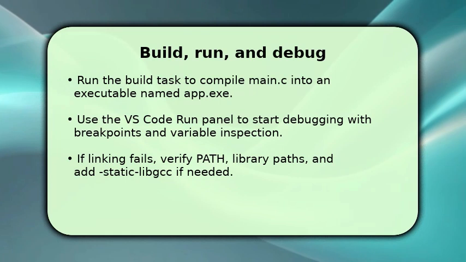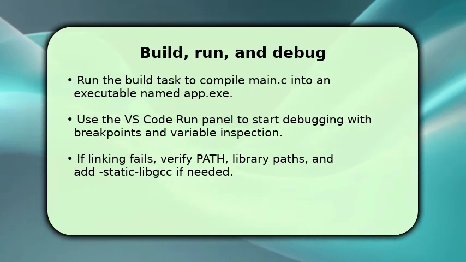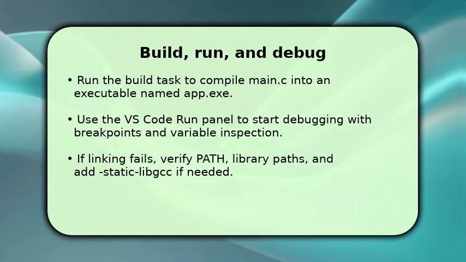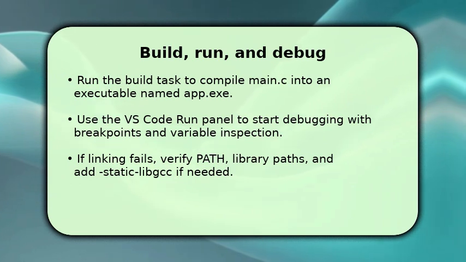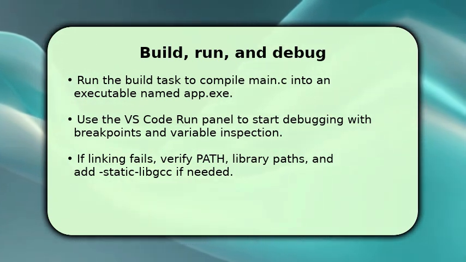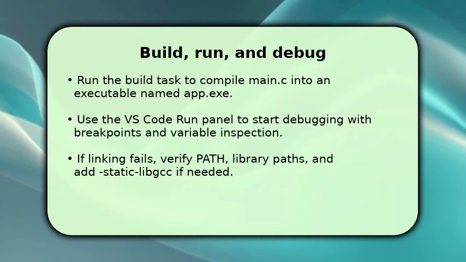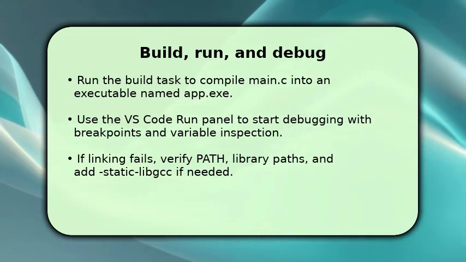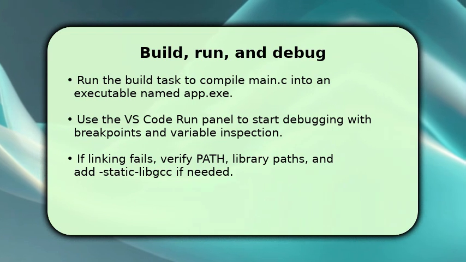If compilation fails, check the include path, library path, and that MinGW bin is first in path. Use the Run and Debug panel to start the debugger, set breakpoints, and inspect variables during Raylib InitWindow and the main loop. When running, confirm the window opens and displays a simple rectangle.